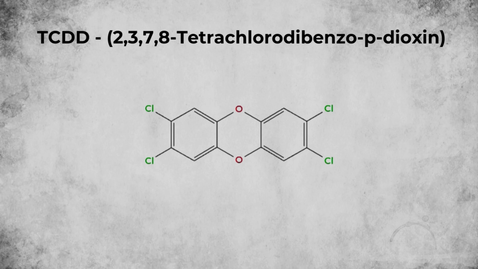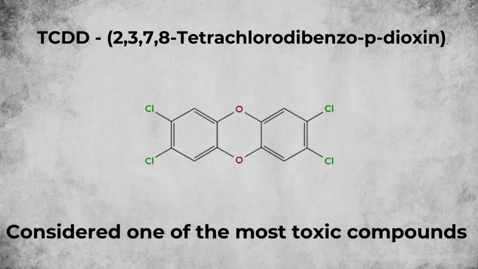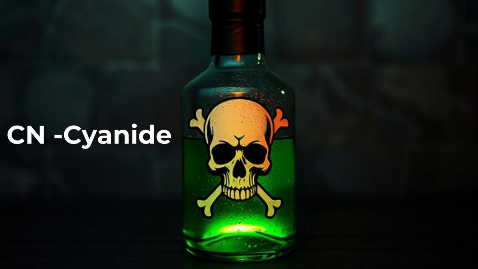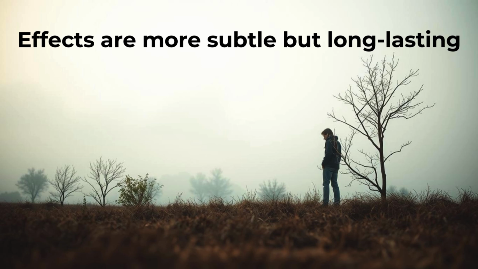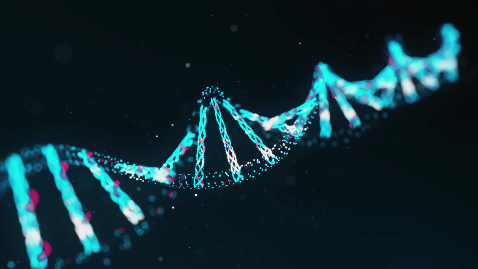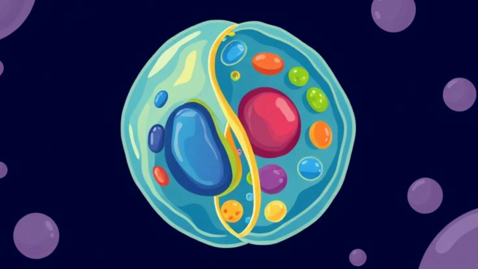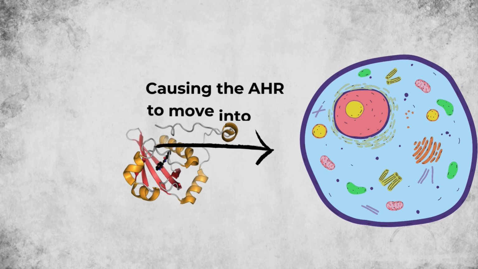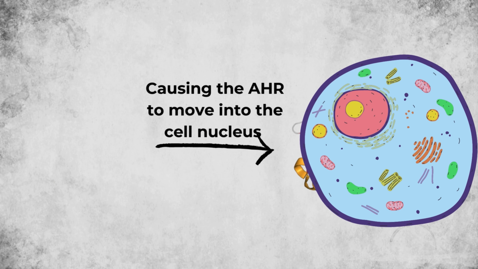TCDD is considered one of the most toxic compounds due to its ability to interfere with crucial biological processes. Unlike immediate poisons like cyanide, which cause rapid harm, TCDD's effects are more subtle but long-lasting. It works by binding to a protein called the aryl hydrocarbon receptor, which regulates genes involved in immune function, cell growth, and detoxification. When TCDD binds to this receptor, it alters its activity, causing the receptor to move into the cell nucleus and trigger abnormal gene expression.